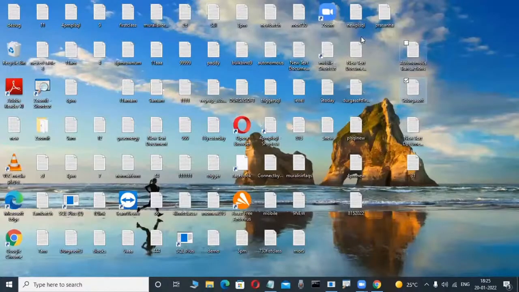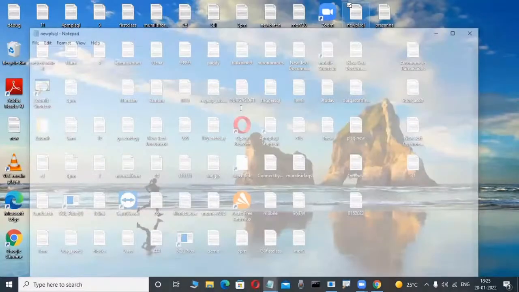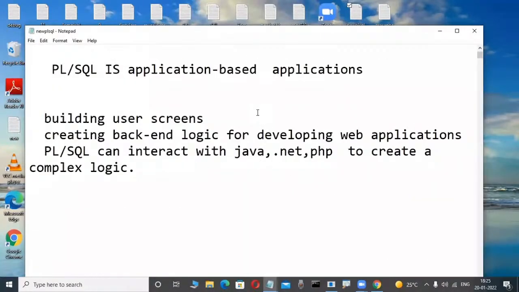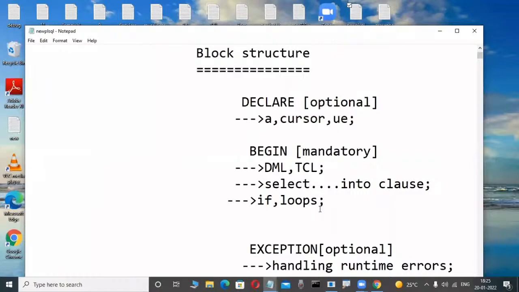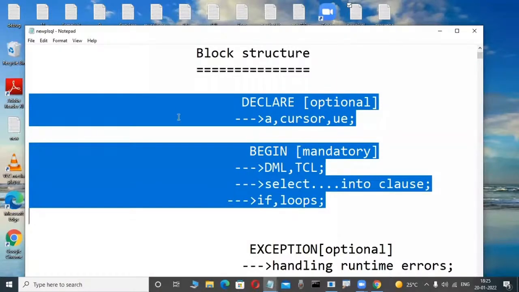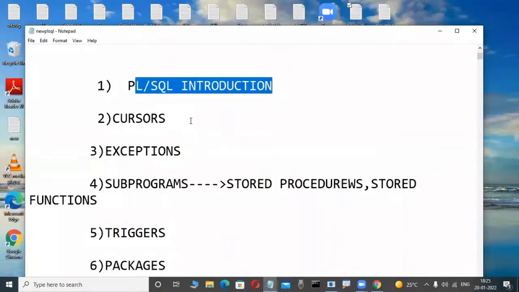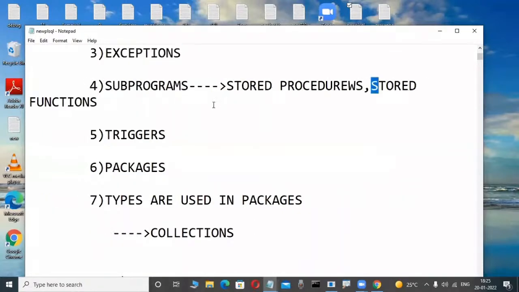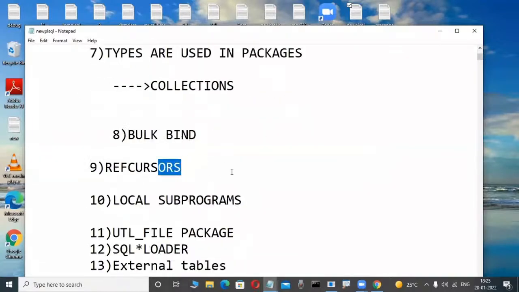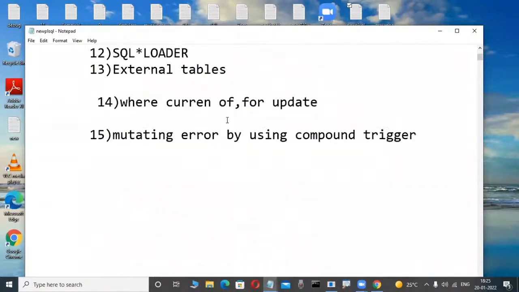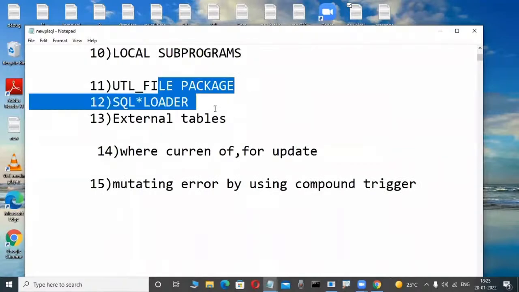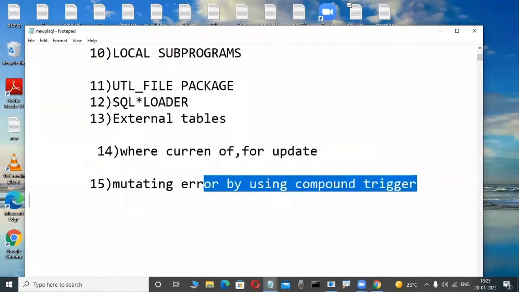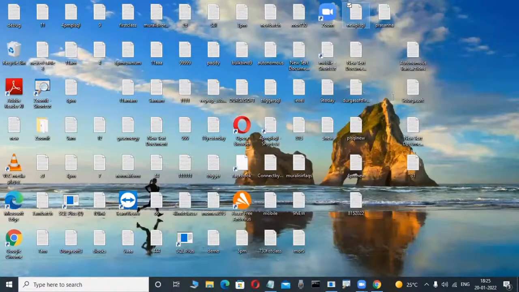Again, PL/SQL means a little bit of coding is there. Don't be afraid. In PL/SQL you are writing some little bit of coding. There are cursors, exceptions, stored procedures, stored functions, triggers, packages, types, collections, bulk bind, ref cursors, local subprograms, UTL_FILE packages, SQL*Loader, external tables, so many things like this. So much syllabus is there.